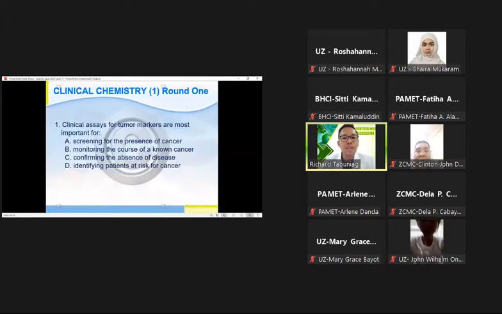Okay, we'll start now for our first round. I will read the question twice, then after that, you will be given 10 seconds to answer. First question, for clinical chemistry, round one. Clinical assays for tumor markers are most important for A, screening for the presence of cancer, B, monitoring the course of a known cancer, C, confirming the absence of disease, and D, identifying patients at risk for cancer.